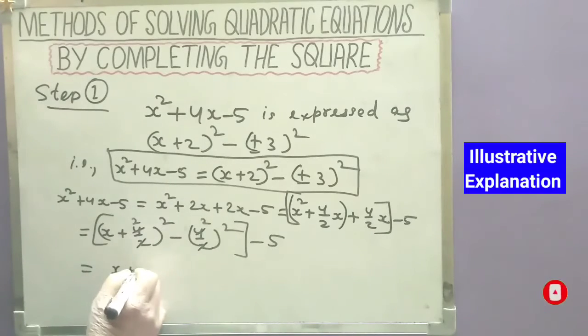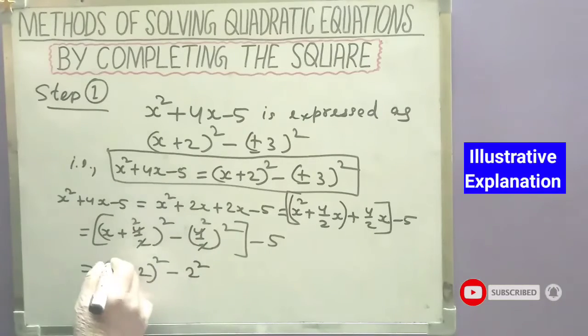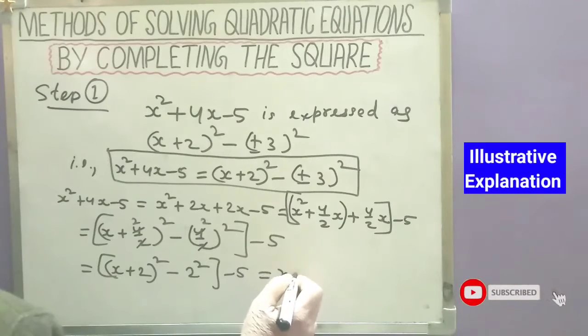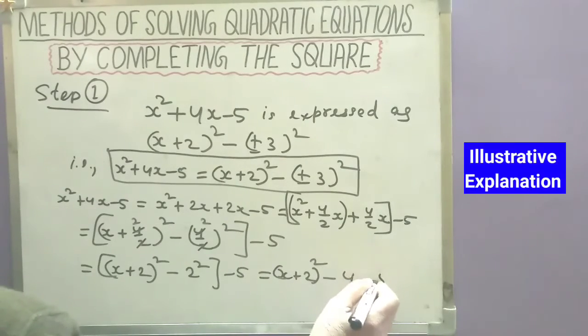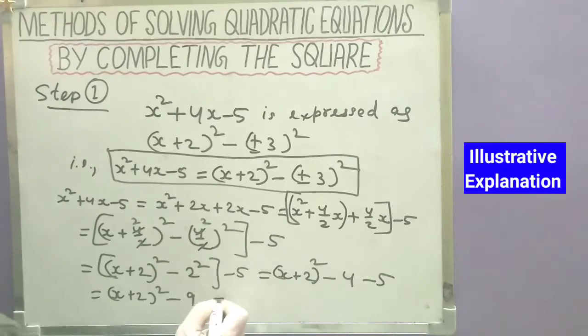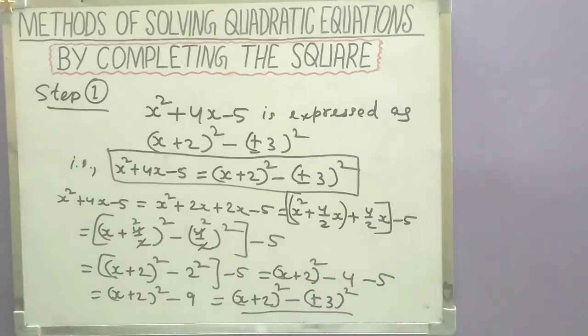This is further simplified to whole square of x plus 2 minus 2 square minus 5. That equal to whole square of x plus 2 minus 4 minus 5. That equal to whole square of x plus 2 minus 9. That equal to whole square of x plus 2 minus whole square of plus minus 3. Now we have obtained this expression.